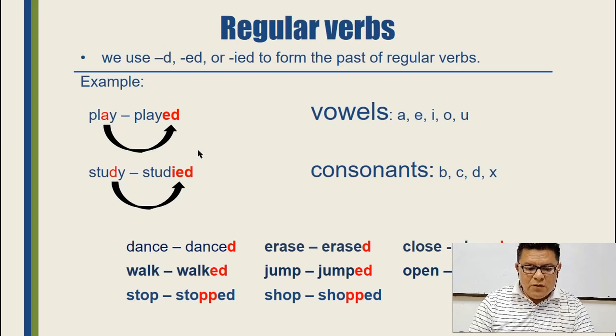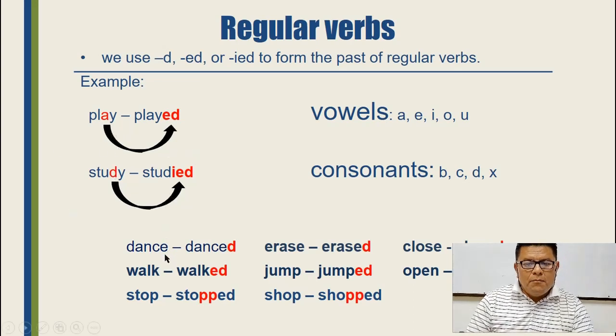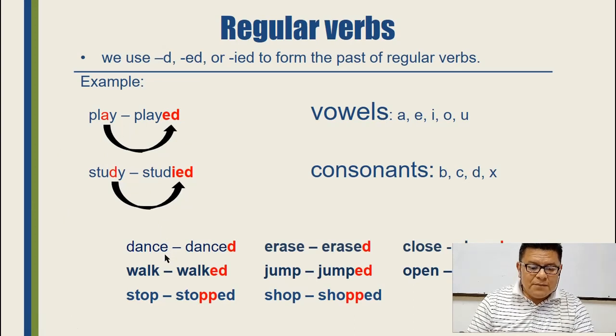Well, let's continue with these rules. Dance. Please observe that the last letter of this verb is an E. But if you remember, we don't say dance-ed, I say danced. So, it is necessary just to add D, and I say danced. The same happens with erase, erased, close, closed.